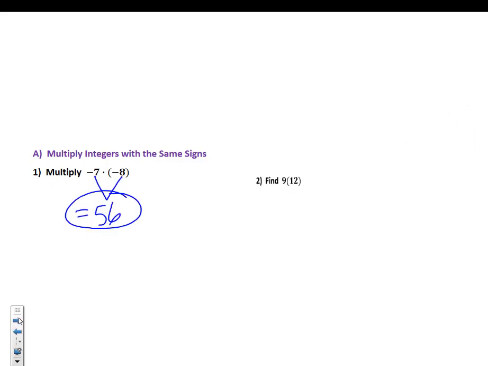So we're going to do 2 examples. Here's the second one, finding 9 times 12 as a positive 9 times a positive 12. Multiplying with the same signs, so we know my answer is positive. 9 times 12 is 108, so the resulting answer is 108.